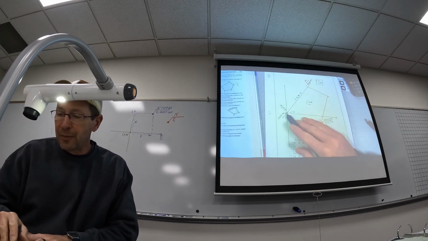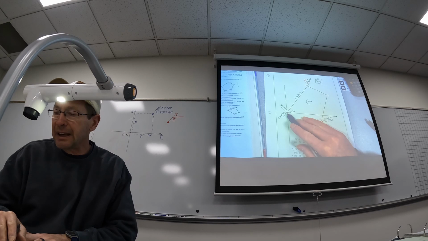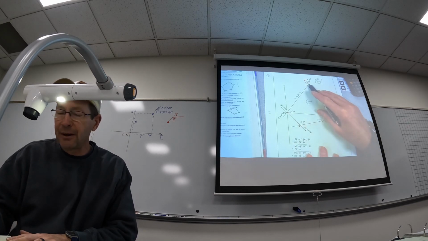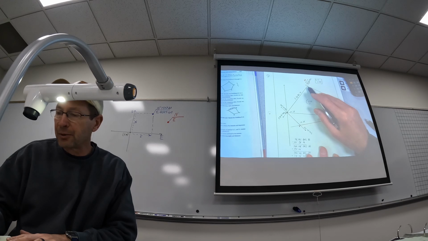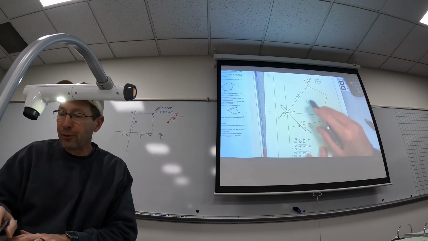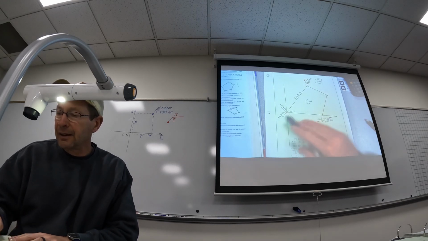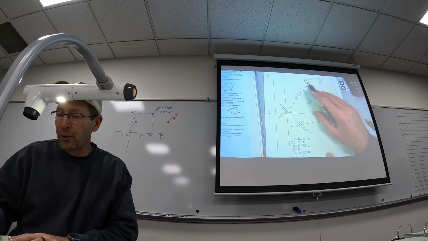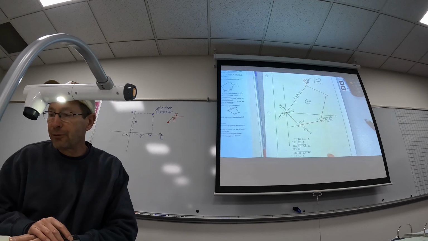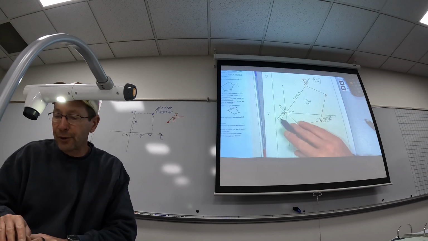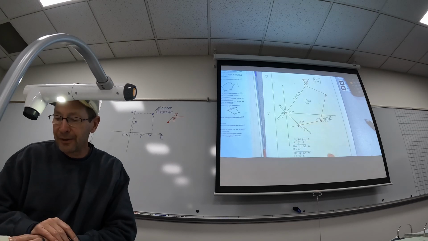So what is B to A? What's the azimuth of B to A? Well, we know they gave us 58°40'. What do we know about forwards and backwards? What do we have to do? If we add 180, correct? So if we take this 58°40' and we add 180 degrees, we're going to get 238°40'. So 238°40' is our starting forward azimuth.